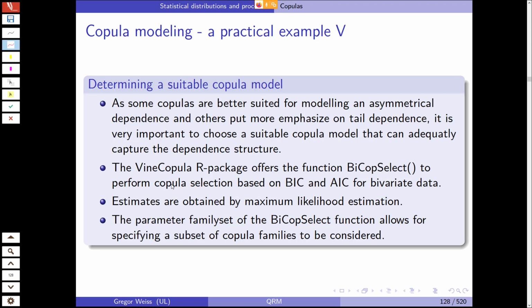Now, what we can do is we can use the VineCopula R package. It offers the function BiCopSelect to perform copula selection based on the Bayesian information criterion or Akaike information criterion. The estimates are obtained by maximum likelihood, and the family set parameter for this BiCopSelect function allows for specifying a subset of copula families. We can start with Gaussian, t, Gumbel, Clayton, Frank copula, and let R select the best fitting copula.